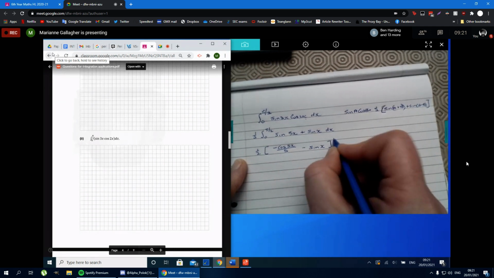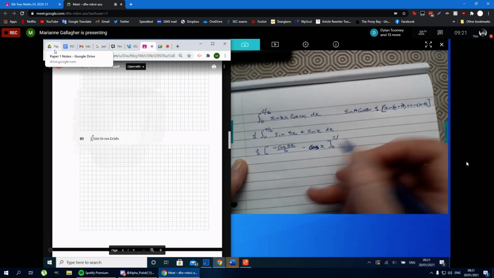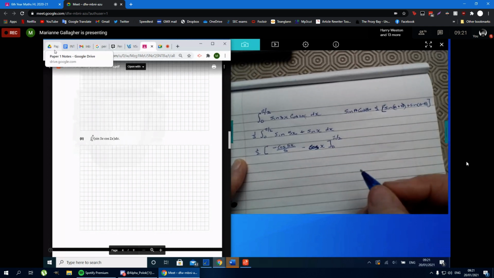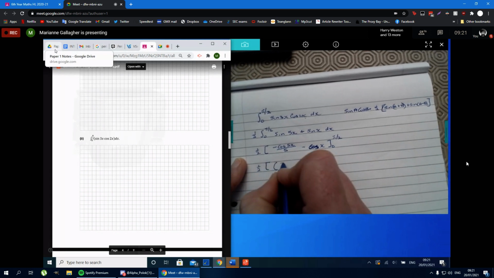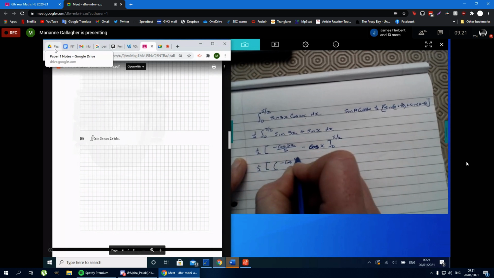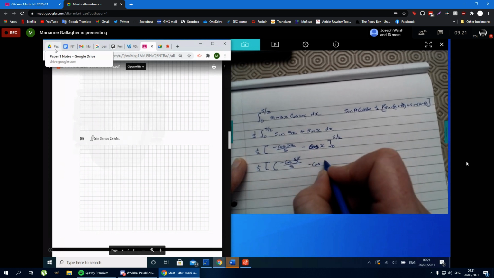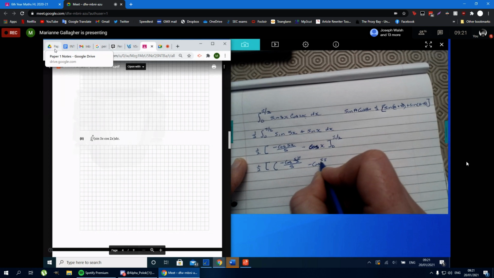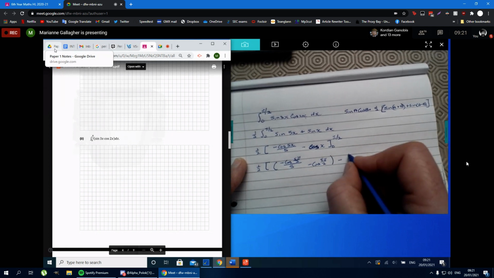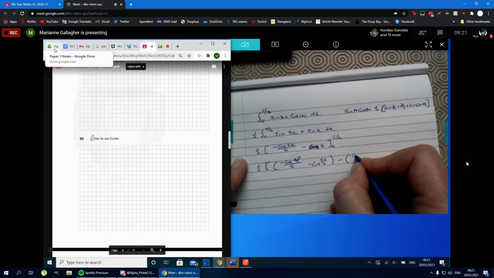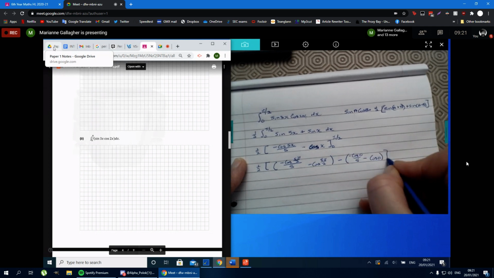And you're going from 0 to pi over, oh, sorry, cos. 0 to pi over 2. So leave the half out. Your first bracket is going to be minus cos 5 pi over 2 divided by 5, minus cos pi over 2. And the second bracket is going to be minus cos 0 over 5 minus cos 0.